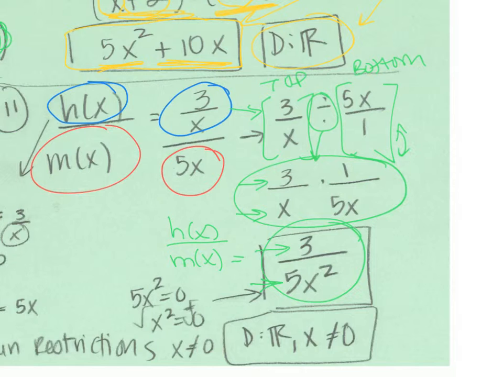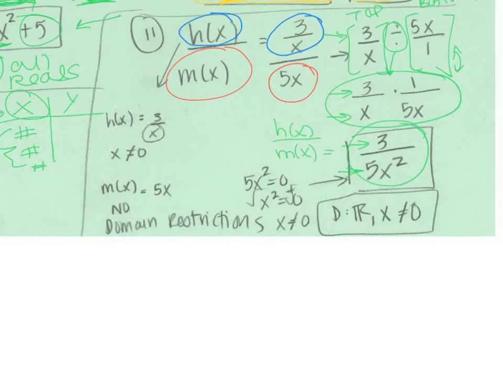That's our answer. When we're asked for domain, though, you need to look first at h of x and say, are there any restrictions on this equation? Remember, when you have a radical with an even index, or when you have x in the denominator, those are usually the two red flags. So we see an x in the denominator. You always set what's in the denominator equal to 0 and solve. That becomes your target, so to speak, on the number line.